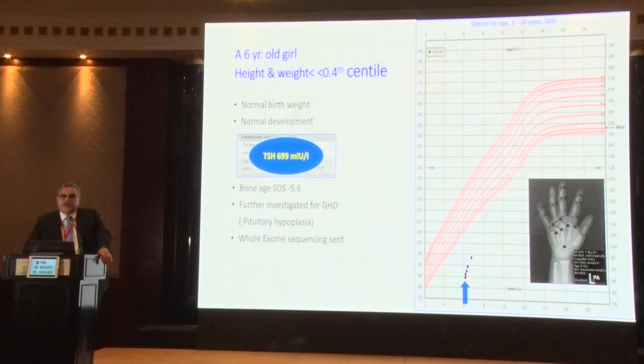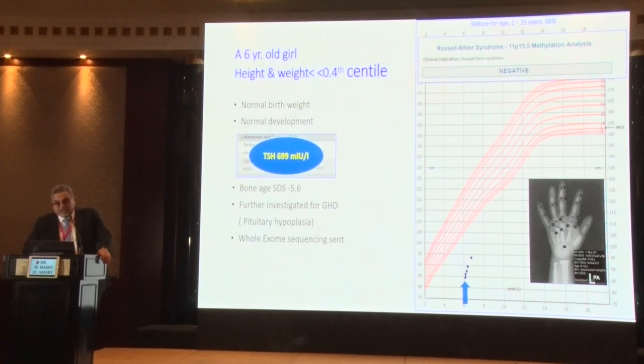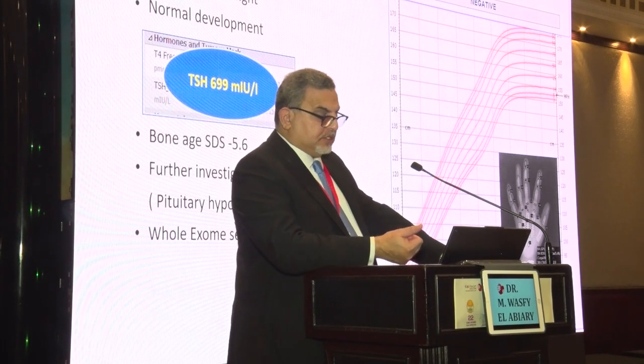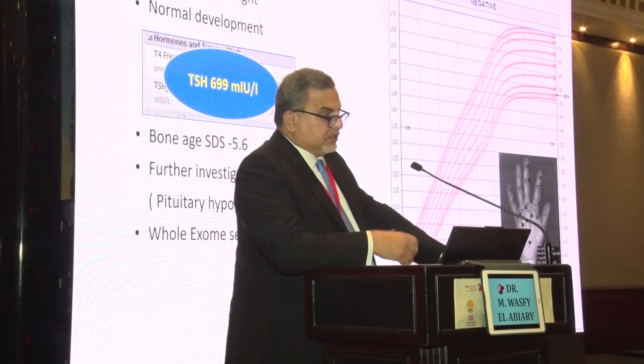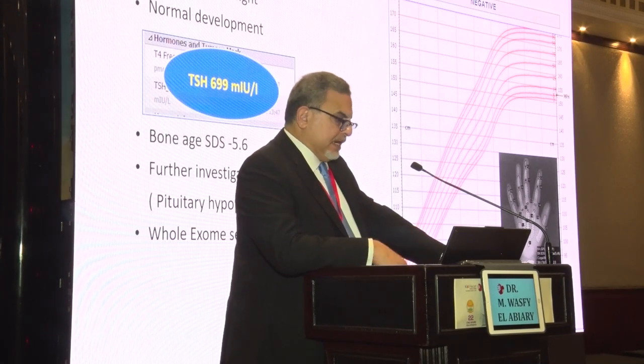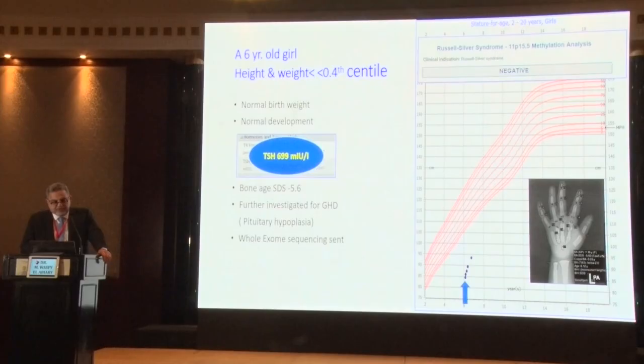So we further investigated her for growth hormone deficiency, and indeed, she is growth hormone deficient. At one stage, she had the Silver-Russell gene test done, though she was not actually born small for dates. She didn't have evidence of prenatal growth retardation, but there were features suggestive of Silver-Russell after discussion, but this came back negative. We're still wondering whether there is any underlying abnormality, so a whole exome sequence was sent recently. We don't have the results as yet. After the growth hormone treatment, she's moving up again, but it's too early to tell.